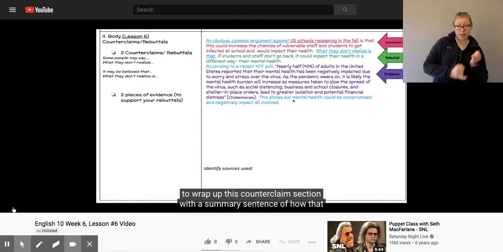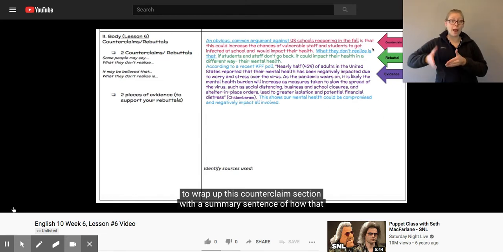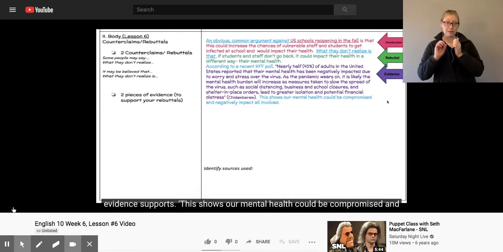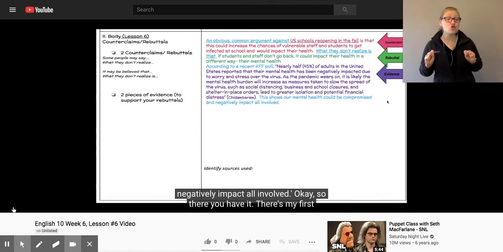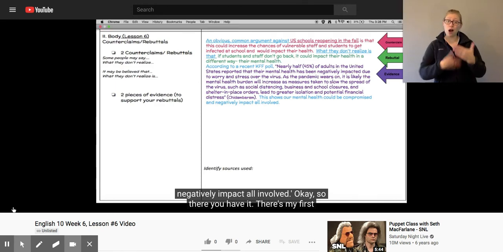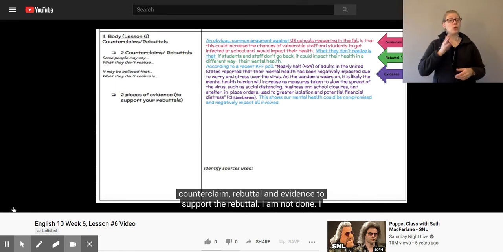I'm going to wrap up this counterclaim section with a summary sentence of how that evidence supports. This shows our mental health could be compromised and negatively impact all involved. Okay, so there you have it. There's my first counterclaim, rebuttal, and evidence to support the rebuttal.